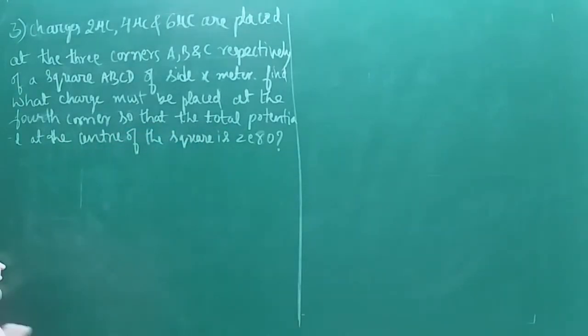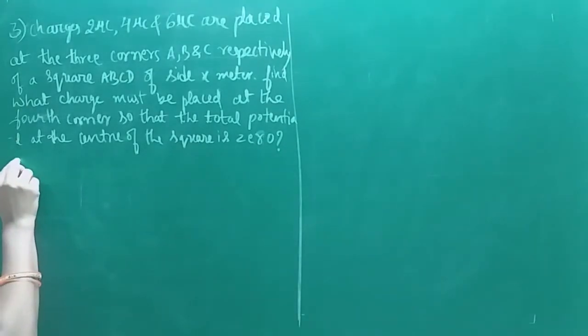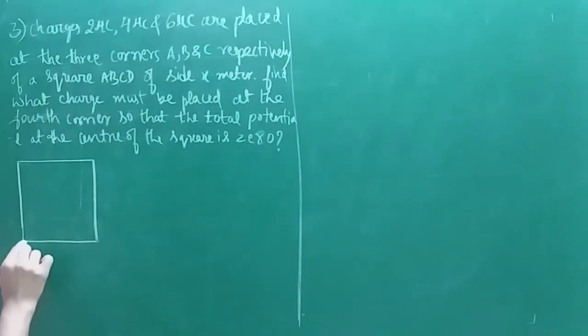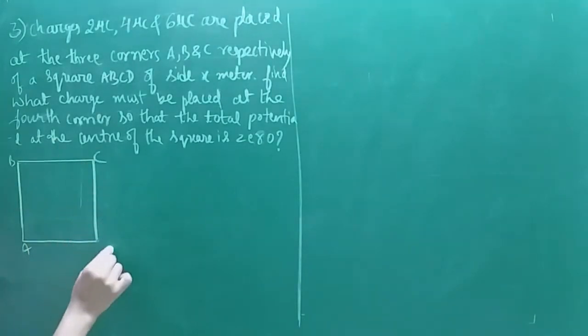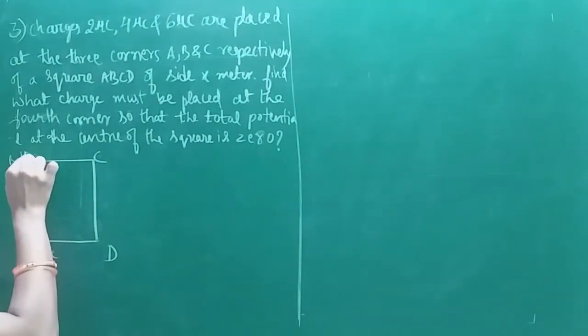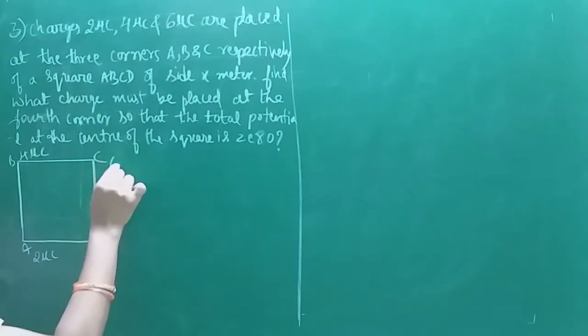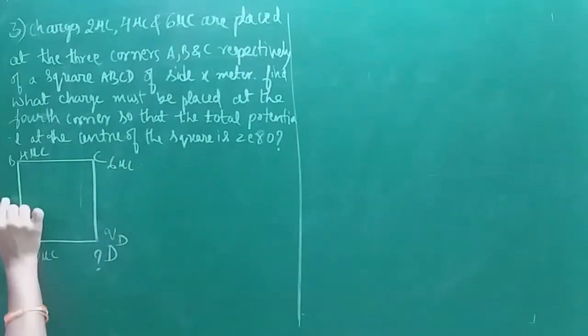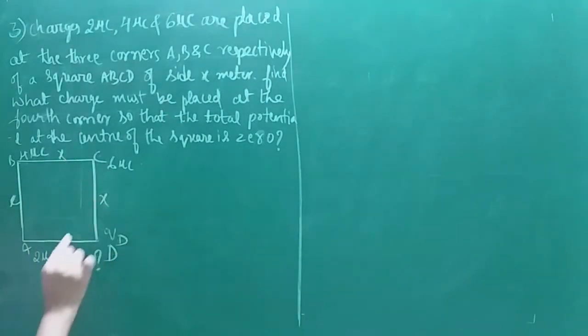See, here they have given a square with charges at A, B, C respectively: 2 microcoulomb at the corner A, 4 microcoulomb at B and 6 microcoulomb at C. Now we have to find out the charge at the corner D. Let it be QD, that we have to find. They have given the sides of the square are x meter.